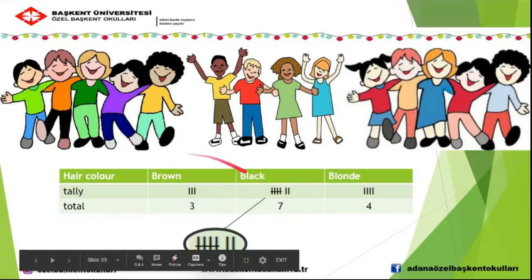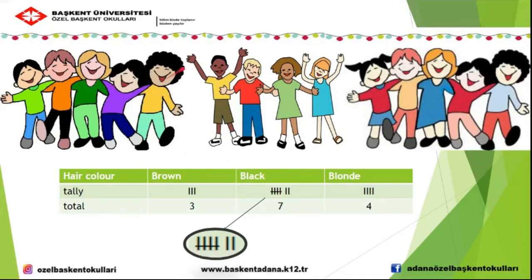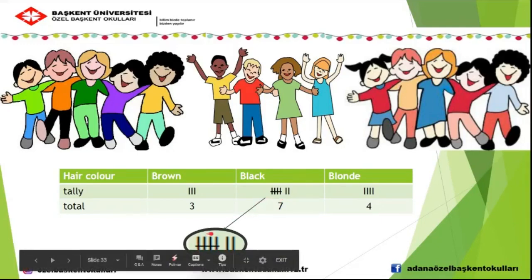But black hair is more common. 1, 2, 3, 4, 5, 6, 7. There are too many tallies. To make it easier to count, we will group 5 tallies together. So 4 of them, 1, 2, 3, and 4, will be crossed over by the 5th one. 5 and 2 make 7.